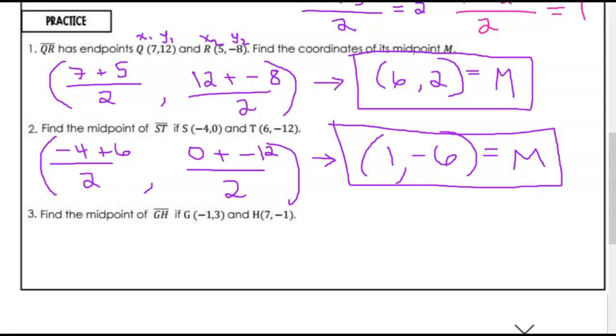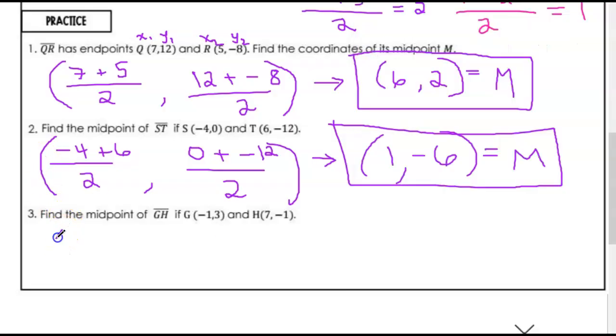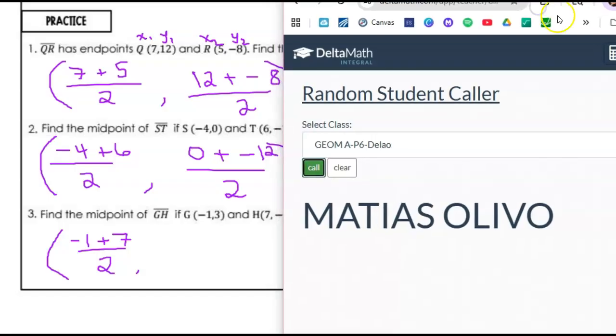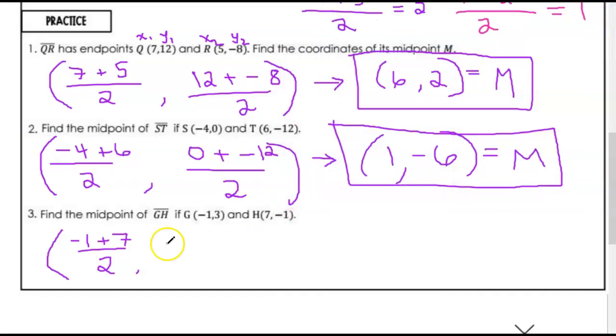Did you do the last one? Matias, can you tell me the X's that you added for number 3? Negative 1 plus 7, good. All right, and then the Y's. Sarah, can you give me the Y's? Three plus negative 1, good, which is the same as 3 minus 1.